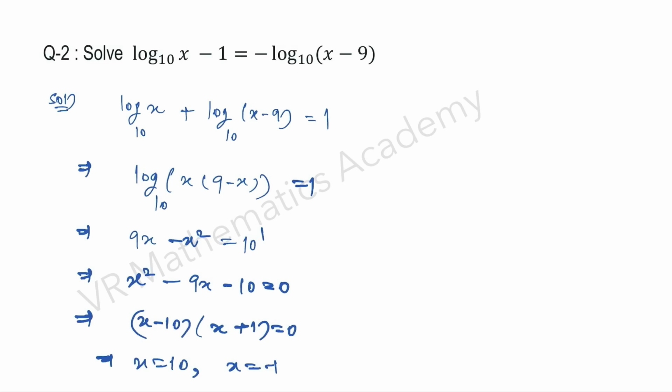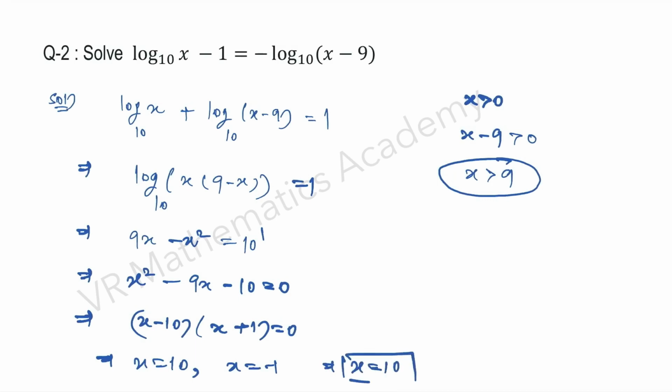Now we know that for this equation x will be greater than 0 and x minus 9 also greater than 0, that is x greater than 9. So x greater than 0 and x greater than 9, the common is x greater than 9. So we can check x is equal to 10 and x is equal to minus 1 against this condition. We found that x is equal to 10 satisfies the condition of this domain. So x is equal to 10 will be the solution of the equation.